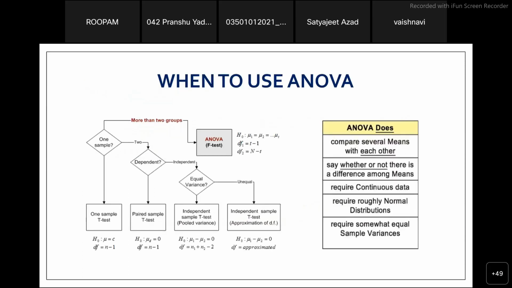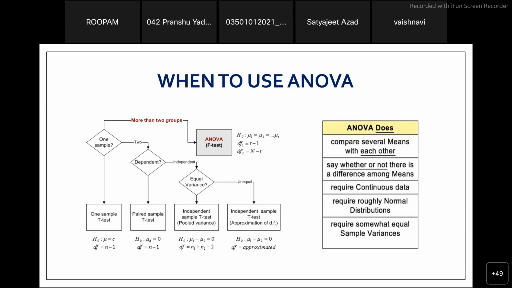Okay, so when we use ANOVA, it is typically to compare several means with each other. In that case we will use ANOVA. I'll give you the clue for when you will apply ANOVA, so don't get confused by this visual. If you have two groups, then you apply this ANOVA.